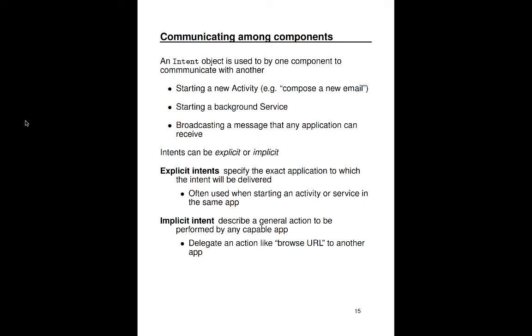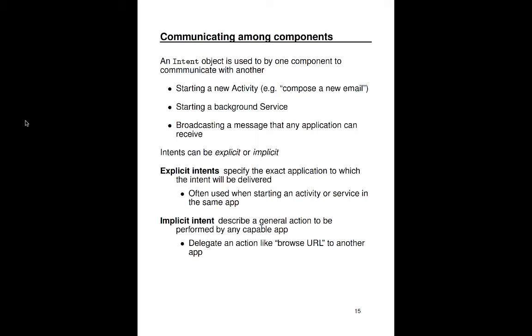An explicit intent will specify the exact application to which the intent should be delivered. This is often used when you start a very specific activity that you want started, or starting a service in the same app. The other category of intent are called implicit intents, and what they do is describe a general action that should be performed by any capable app.